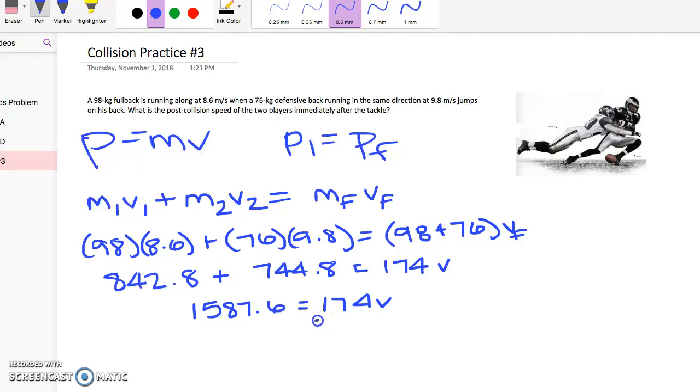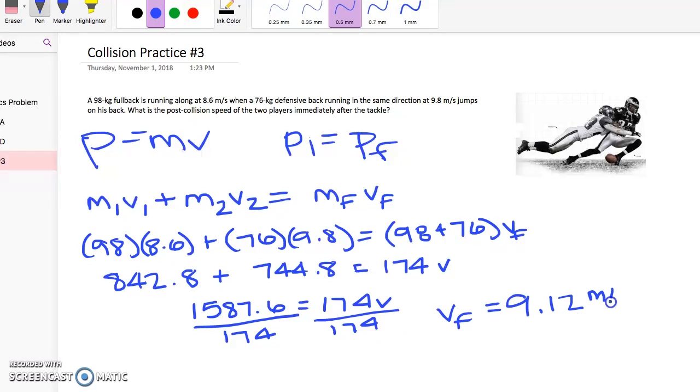Then I need to divide both sides by 174 in order to get v by itself. And I find that the final velocity after the collision is 9.12 meters per second. And that is, I believe, problem number 3.